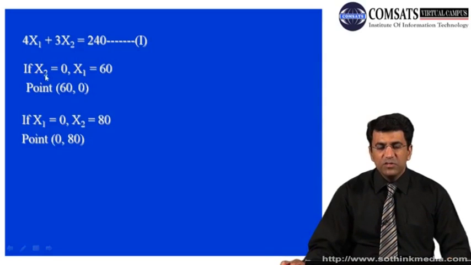First of all we will put x2 is equal to 0 in this equation. Now when we put x2 is equal to 0, then 4x1 will be equal to 240 and x1 की value हमारे पास क्या आ जाएगी? 60. So this is x1 is equal to 60. In this way we will have the point that is 60, 0. That is 60 is for x1 and x2 is 0.